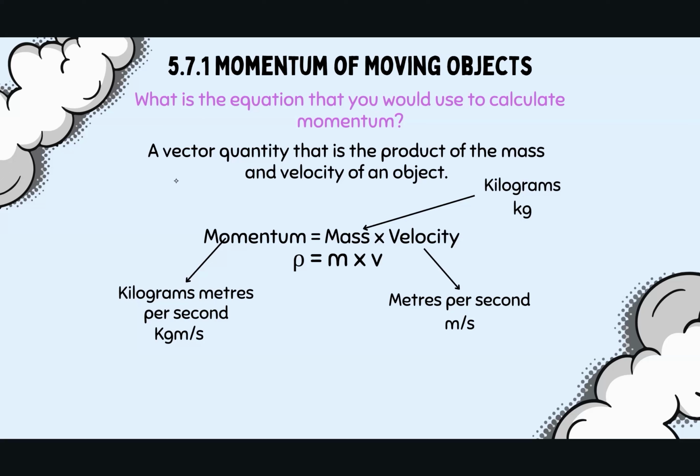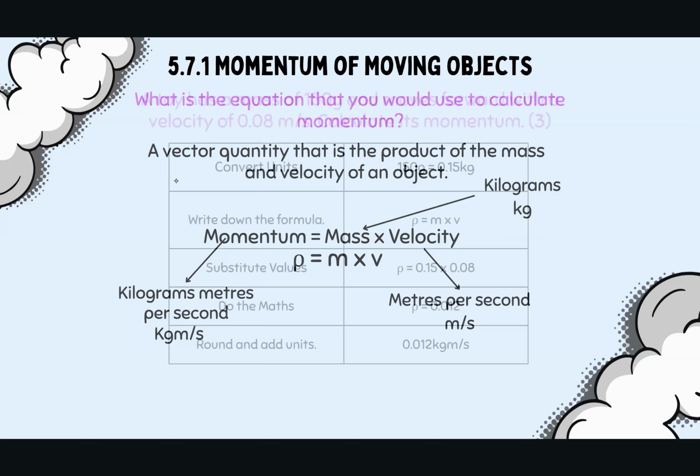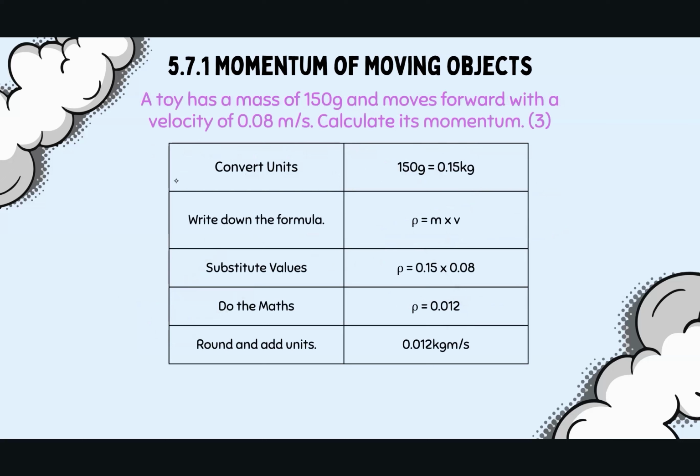Okay, so a vector quantity. Momentum is a vector quantity, and it is the product of mass times velocity. Again, don't forget your units, kilograms for mass. So let's have a quick look at this question. A toy has a mass of 150 grams. How do we convert grams to kilograms?